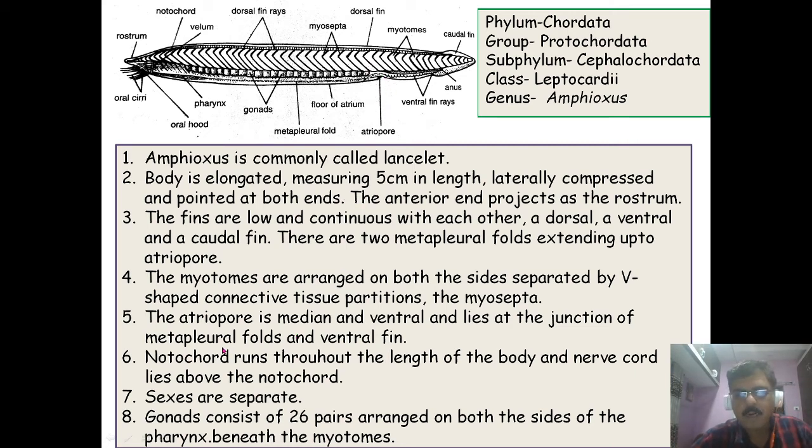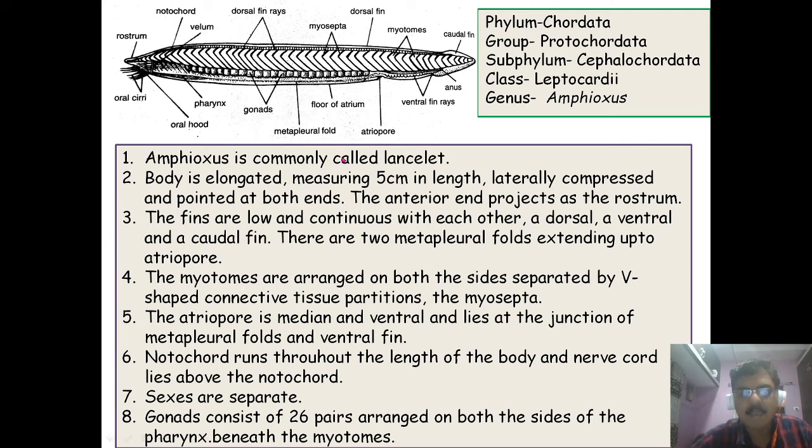Then the notochord runs throughout the length of the body, and the nerve cord lies above the notochord. Means notochord and nerve cord both are running from the head region to the tail region. This is the notochord which runs from the head region up to the tail region, and parallel to this, the nerve cord is present, which is in the upper position, the supra position.